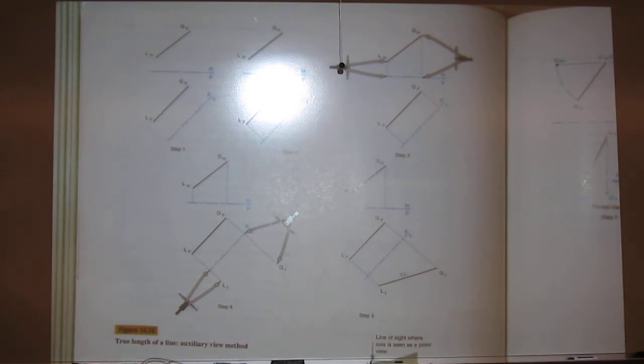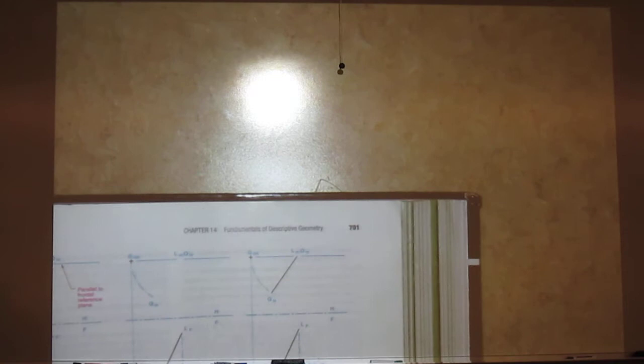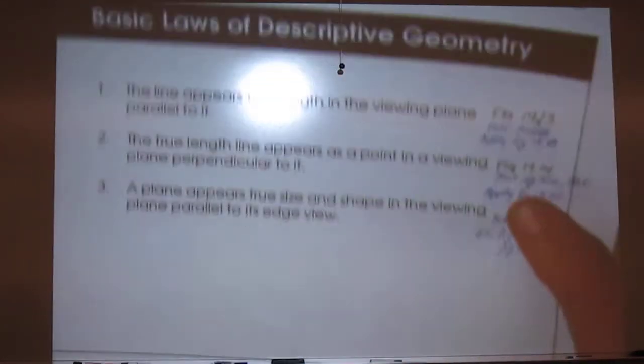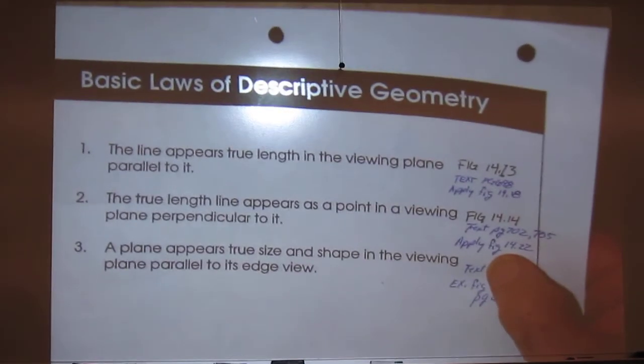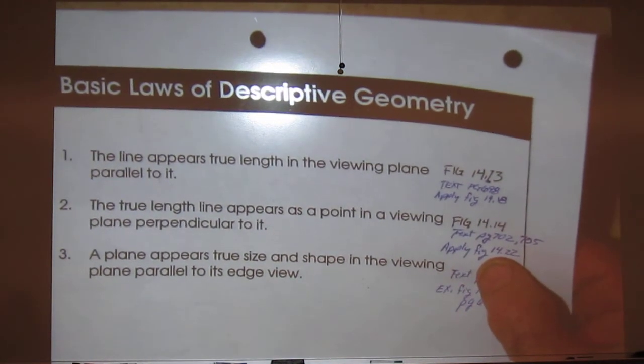All right, so can you project a true length line? Yes. Okay. All right, so the next step from that is applying it to a point view. So we've got law 2: the true length line appears as a point in the viewing plane perpendicular to it. Okay, this is in the text.